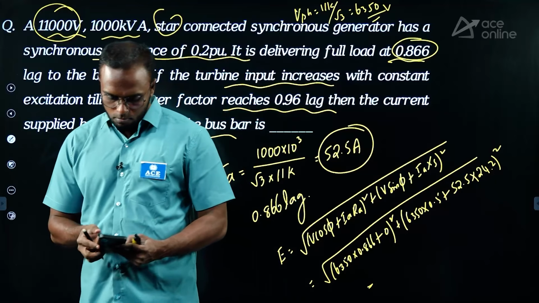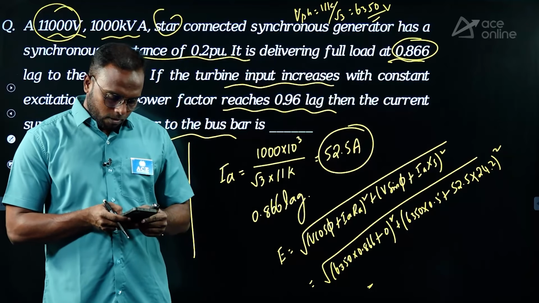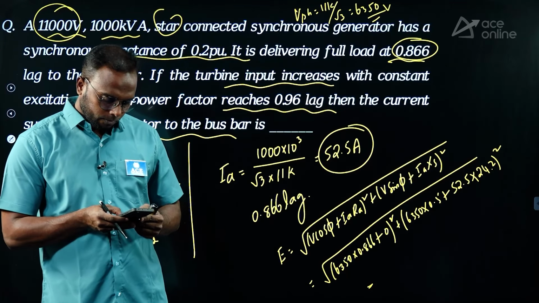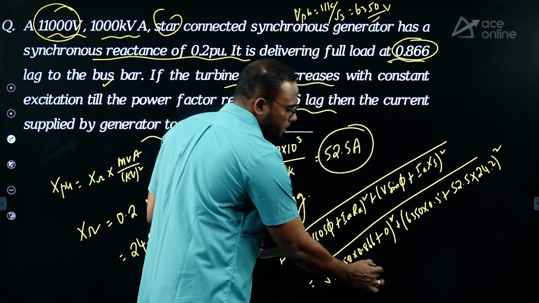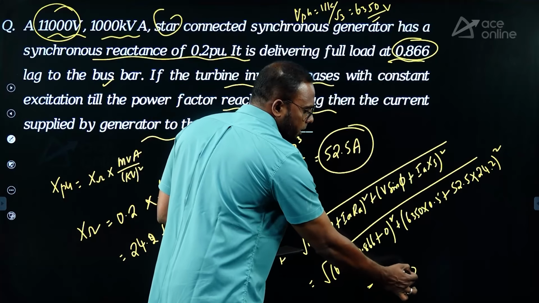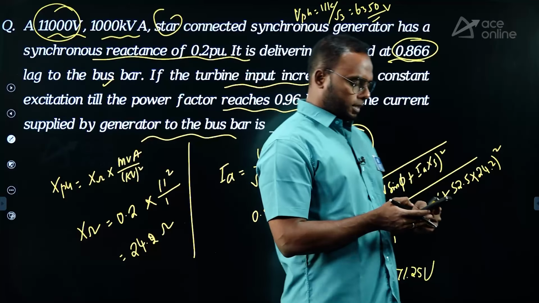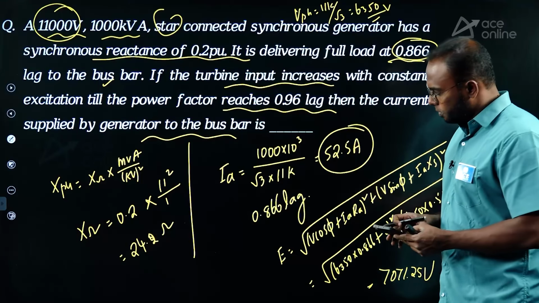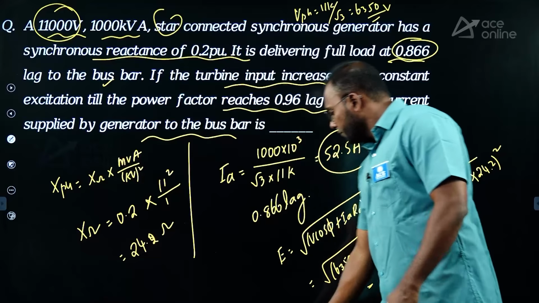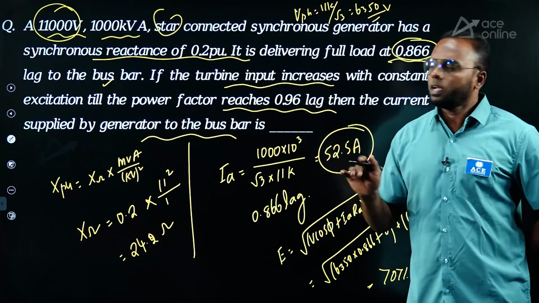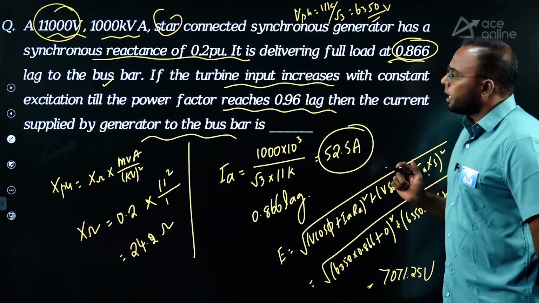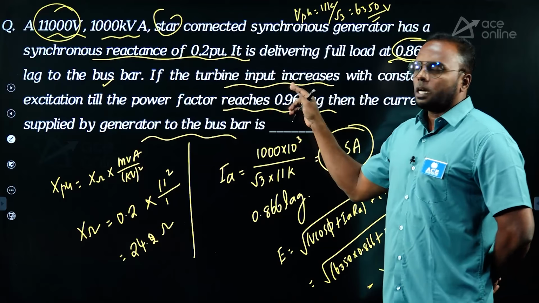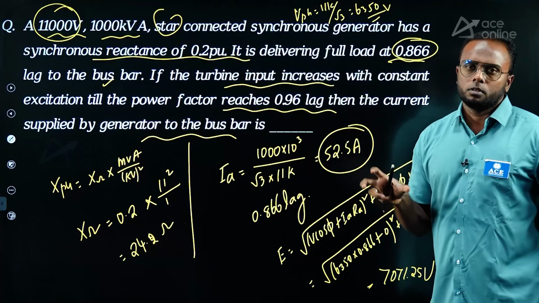Calculate that. It is coming around 7071.25 volts. So this is the EMF induced at this condition. Now, as the excitation is constant, that EMF remains constant under this condition. And the turbine input, or mechanical input, or steam input, are all the same.